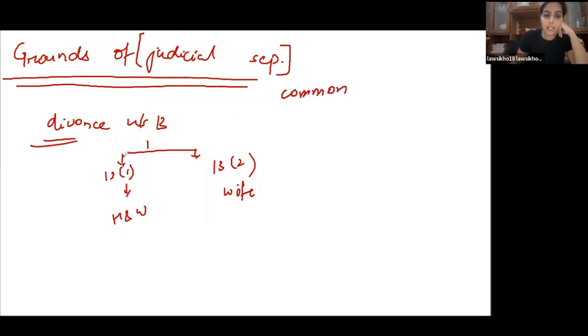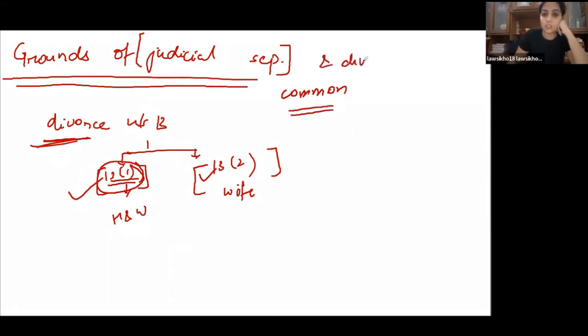This means that the husband can approach the court for judicial separation on any of the grounds mentioned under section 13 subsection 1, and the wife can approach the court for judicial separation on any of the grounds mentioned under either section 13 subsection 1 or section 13 subsection 2. Okay. And while we do divorce in detail, we'll discuss what all grounds have been mentioned under these subsections. As far as now is concerned, you all need to know that grounds of judicial separation and divorce are common.